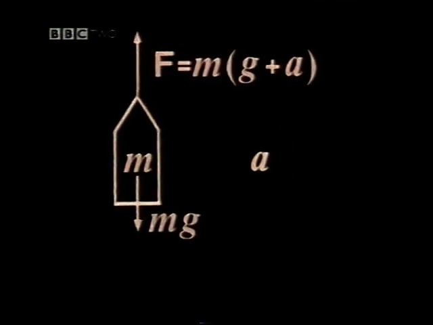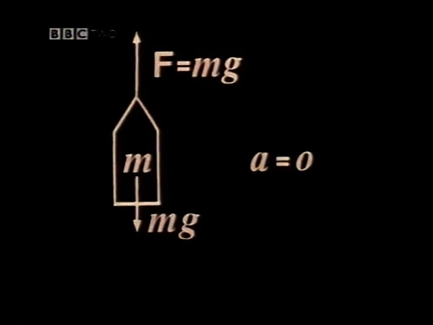But if a is downwards, then it takes a negative value. This gives the minimum value for F. When the cage is moving with constant velocity, or when it's stationary, there is no acceleration. With a = 0, F is simply mg.